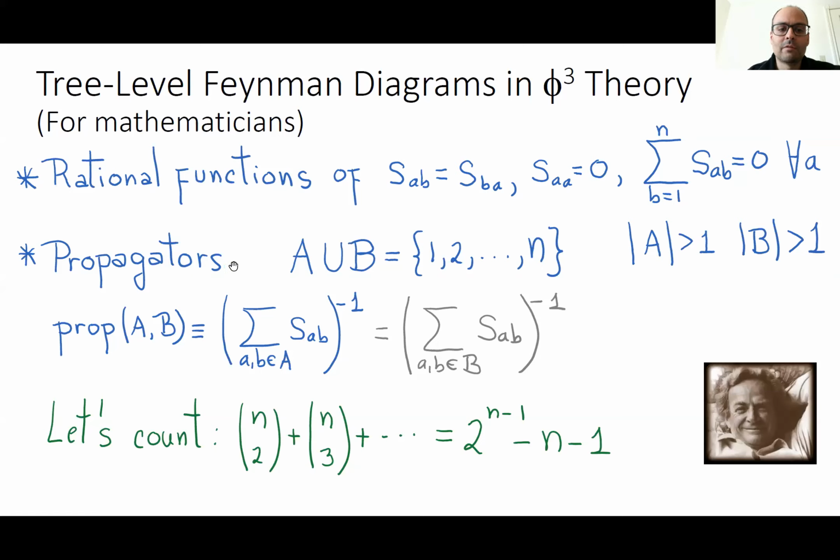We construct the rational function using propagators, and there is one propagator for each way of partitioning n into two subsets, each of them with more than one element. For each such partition, we define a function given by summing over all the s_ij with labels in A or labels in B, given this condition of momentum conservation. These two objects are the same. Now we can count how many possible propagators we have, and it's very easy to see there are 2^(n-1) - n - 1.